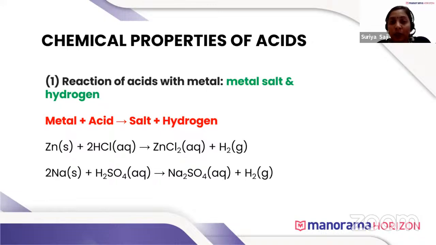When acid reacts with metal, it liberates hydrogen gas. Okay, we'll get a salt, metal salt. In addition to that, hydrogen gas is produced. So metal reacts with acids to form salt and hydrogen. We'll have examples for zinc and sodium. Zinc reacts with HCl forming zinc chloride and hydrogen gas. Similarly, sodium reacts with sulfuric acid forming sodium sulfate and hydrogen gas.